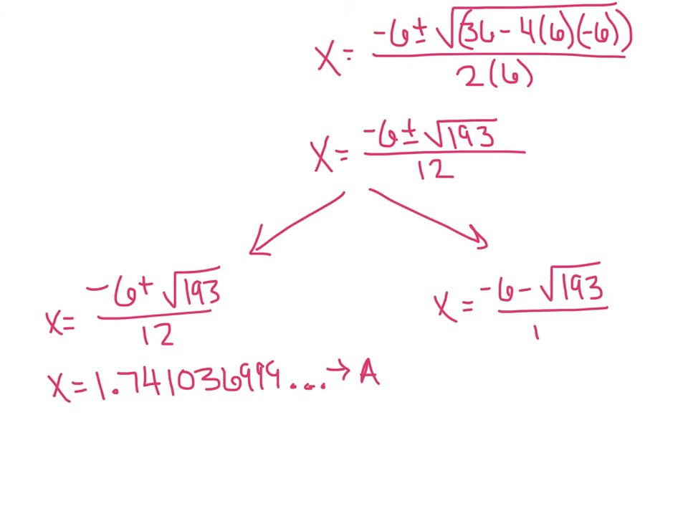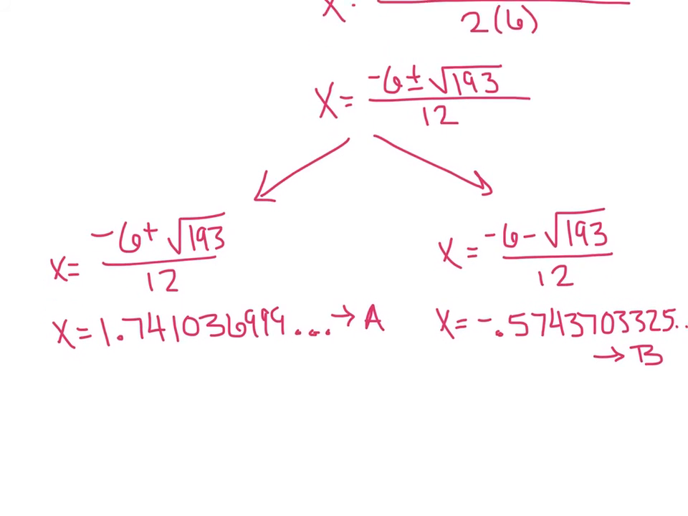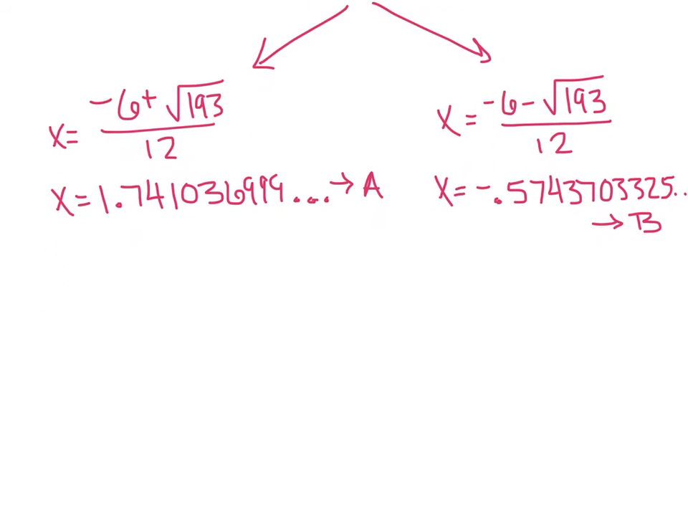And please verify this on your calculator to make sure that I'm not screwing this up. Sometimes I goof it up myself. Negative 0.57437.03325, decimals continue, and I'm going to store that in alpha B. Now remember, we're not quite done because all I've got is the x values, and now I need to find their corresponding y values.